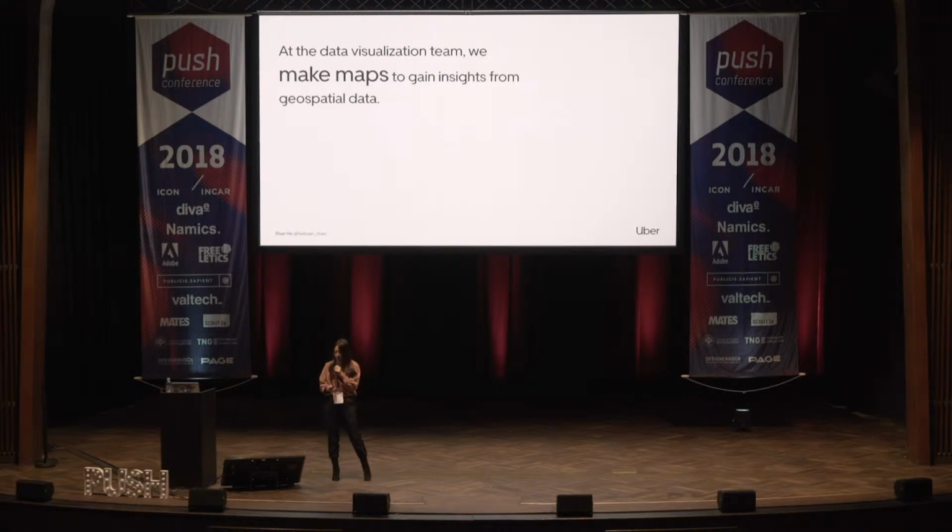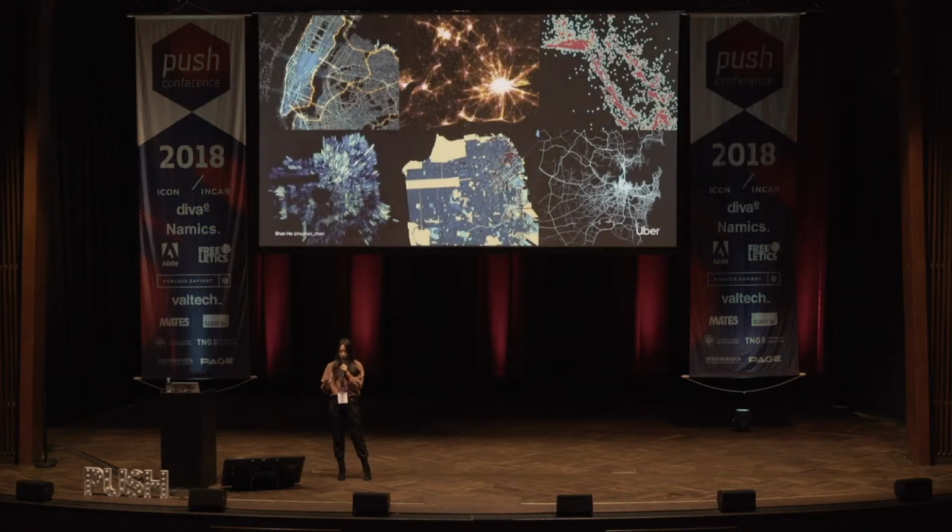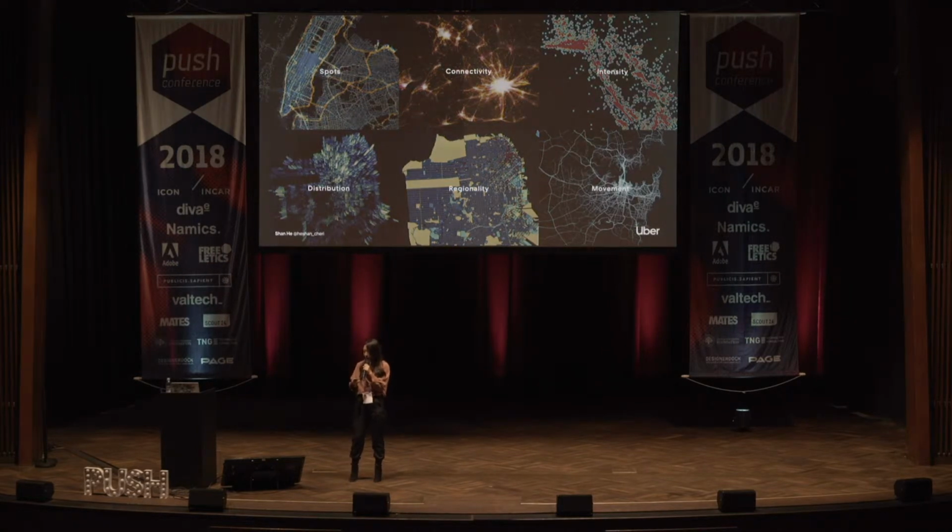On the data visualization team, we make maps to gain insights from geospatial data. Maps can come in many different forms. There are many types of maps that try to reflect one aspect of human interaction with the physical world, whether it's about connectivity, intensity, distribution, or regionality. We use all these maps to better tell us how humans reside and move around in the physical world.